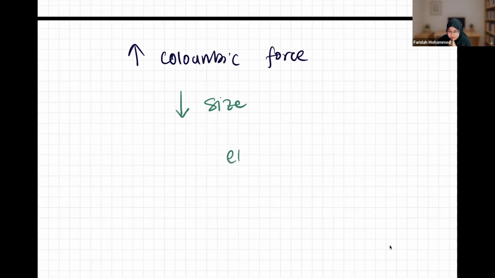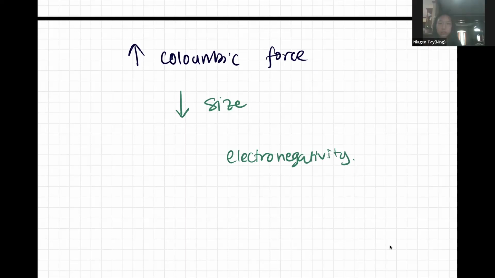What about the electronegativity? Anyone else wanna try? Ning? What do you think will happen to electronegativity as the Coulombic force increases? That's okay. You can try. We'll start from the very beginning. Yeah, go ahead. When we think about the Coulombic force being strong, does it become greater? It's gonna become bigger, but why? I need to hear the reasoning.